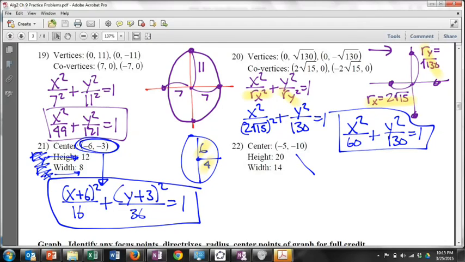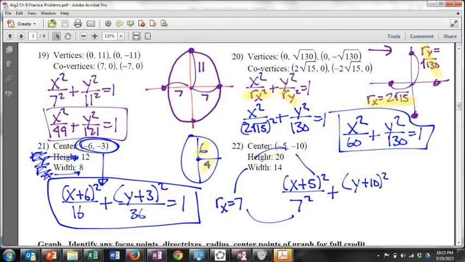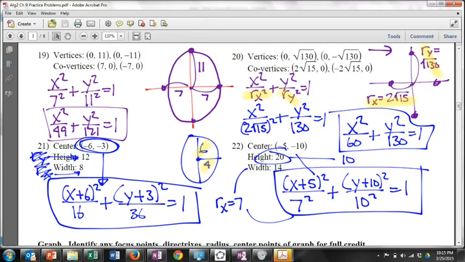And this one here, let's start off with the top part. X minus negative 5, that's x plus 5. And then I also have y minus negative 10, y plus 10. The width, I need to divide that by 2, so Rx is equal to 7, and then I square it, 7 squared. My height, half of that is 10, so I square that, and I get 10 squared right there. And all of this is equal to 1, and that's my solution for 22. I'm going to stop right here.